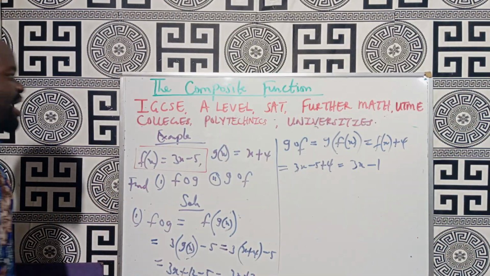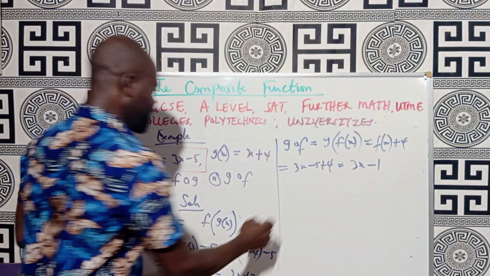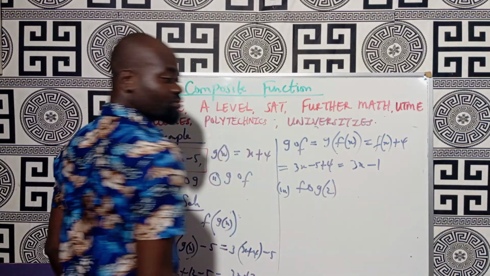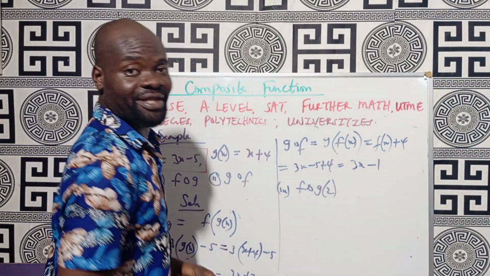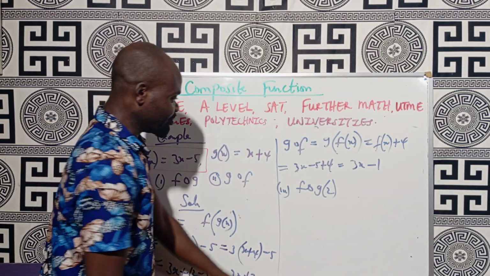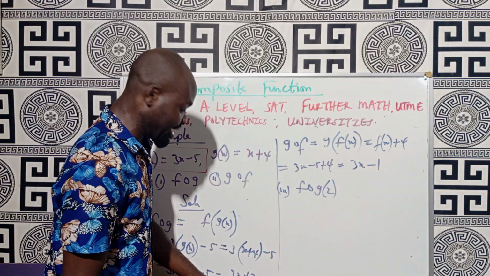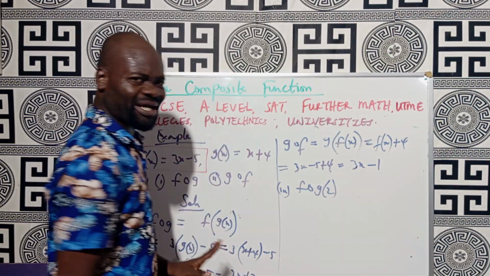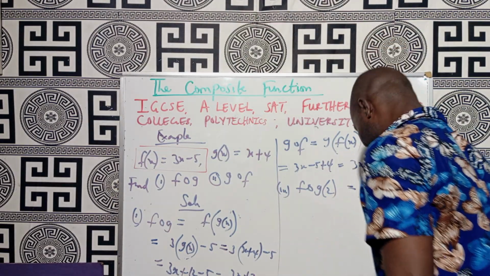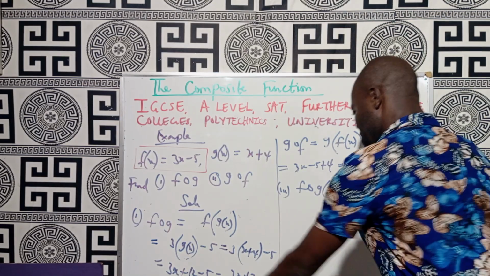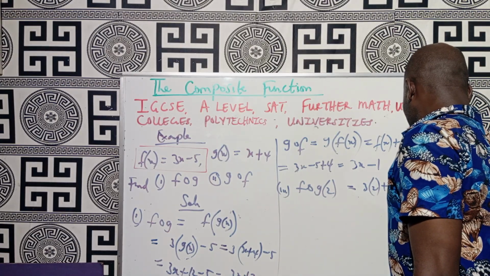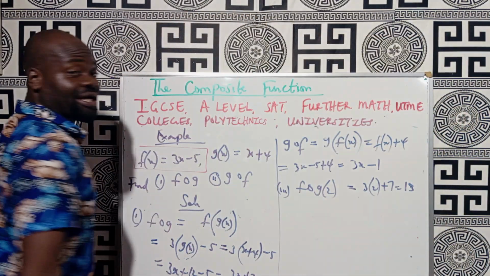Now, let's assume the question goes further by saying, find f of g of 2. How will I find it? I have already gotten my f of g, which is 3x plus 7. This 2 means whenever I have x in my final answer, I remove it and put this 2 there. So that's 3 times 2, plus 7. 3 times 2 is 6, 6 plus 7 is 13. That's the answer. Very simple and easy.